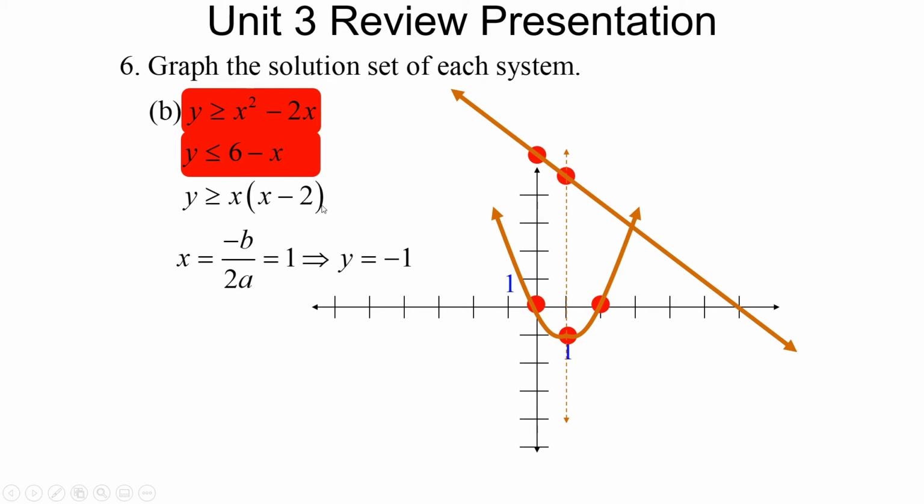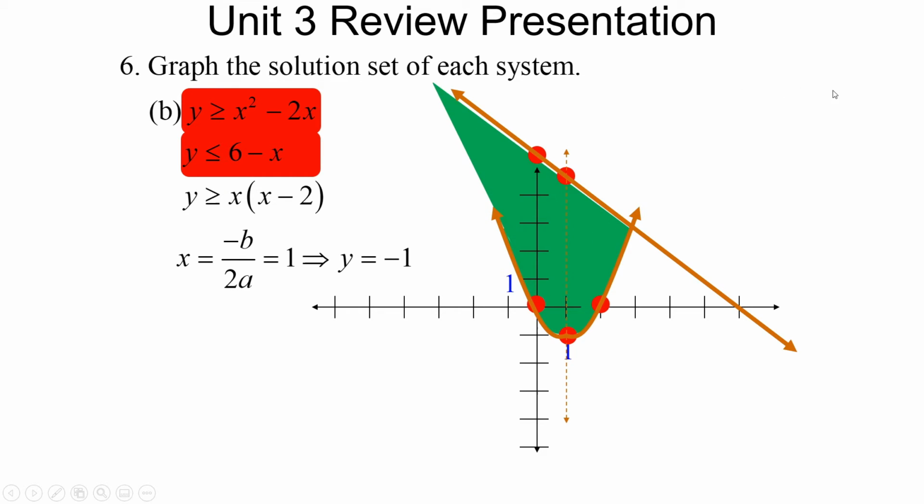And now think, where's my shaded region? Well, I have to be greater than the parabola and less than the line, so that's going to be the region right in between. Greater than the parabola and less than the line. Right there.